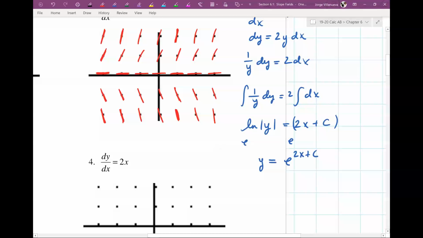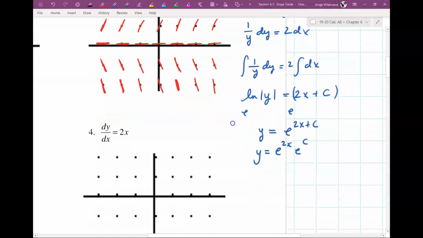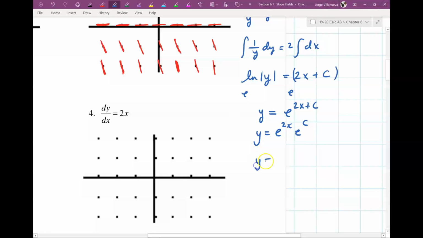Now, whenever you get a plus something, you guys know this, right? Like if I do x squared times x cubed, we write x to the 2 plus 3, right? So e to the 2x plus c is really e to the 2x times e to the c, right? And what's e to a constant? It's just a constant, right? Yeah, because it's 2.718 to some numerical power. So it's just a number, right?